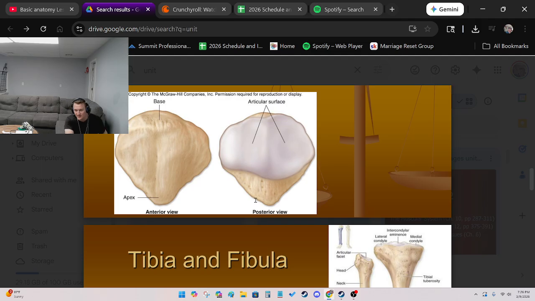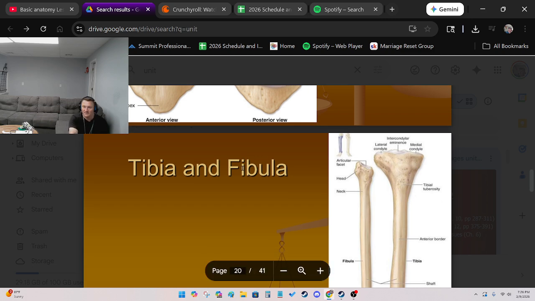There's a nice look at the kneecap, front and back, apex, the point, and the base. If you haven't guessed it, this seems upside down. The base would be at the top. Apex, the point, is at the bottom. All right, the articular surfaces. If you haven't noticed yet, the medial surface is going to be slightly larger, I do believe. I'm going to have to go over this.